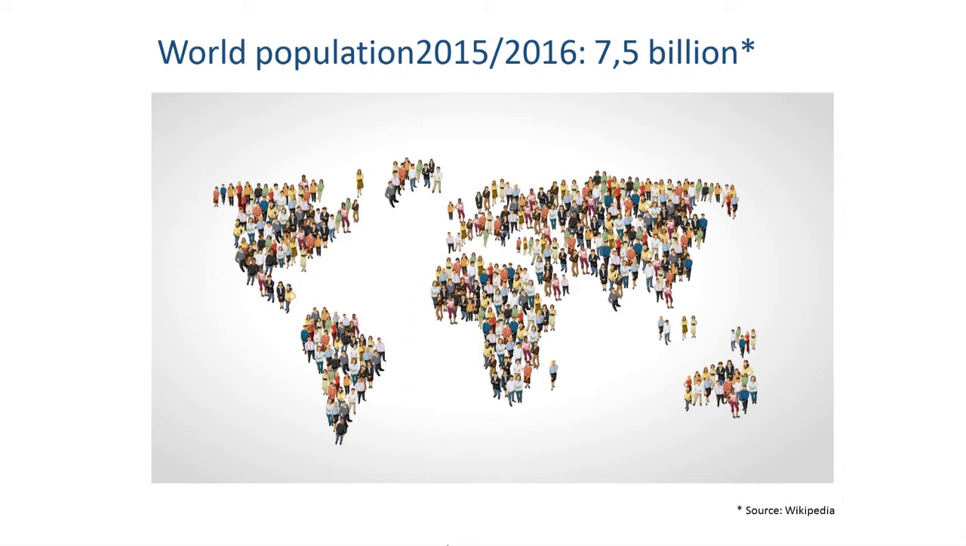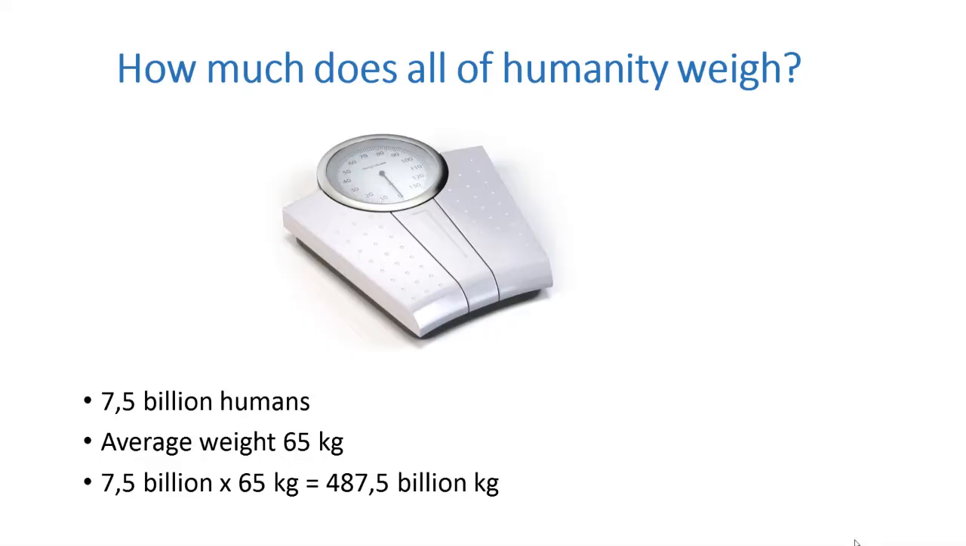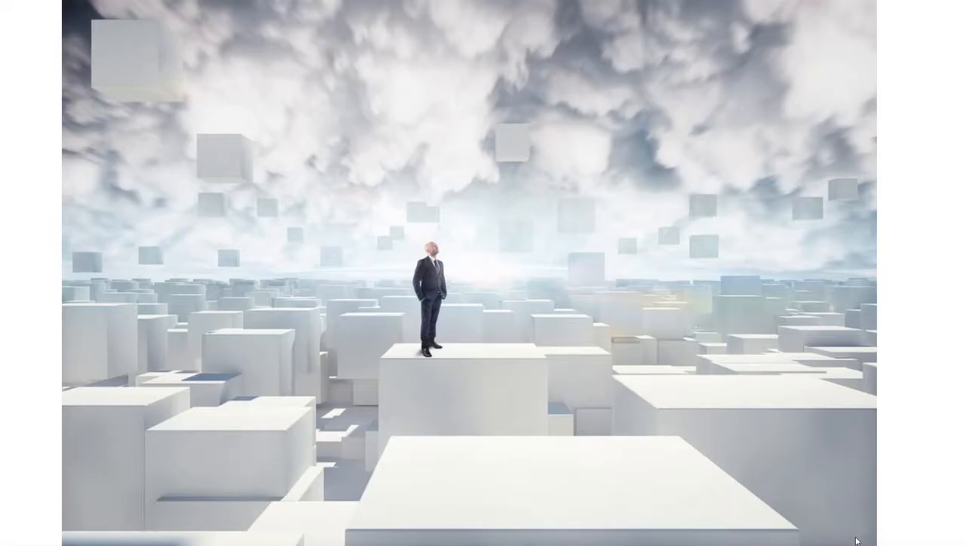As of 2015-2016, there were around 7.5 billion people on planet Earth. Let's assume an average weight of 65 kilos per human, and let's multiply that by 7.5 billion. That gives us a total weight of around 500 billion kilos. If we were to imagine these 500 billion kilos of humanity in the form of huge dice, we would naturally assume that that would be an enormous mountain of matter. But that's not how it is.